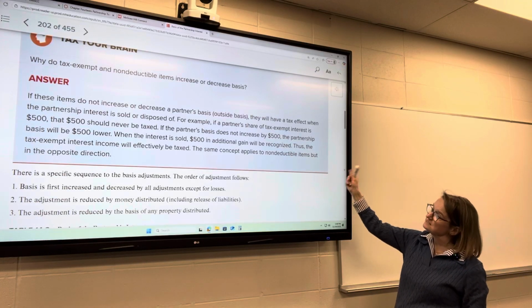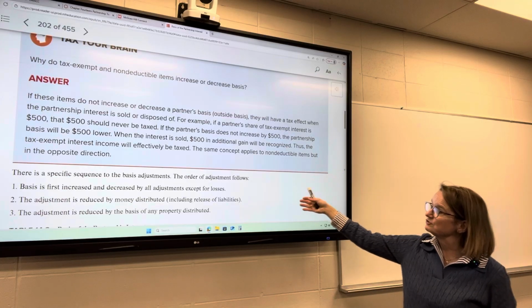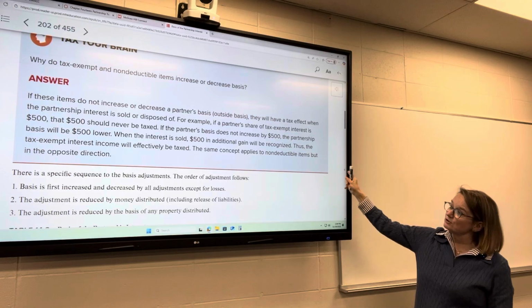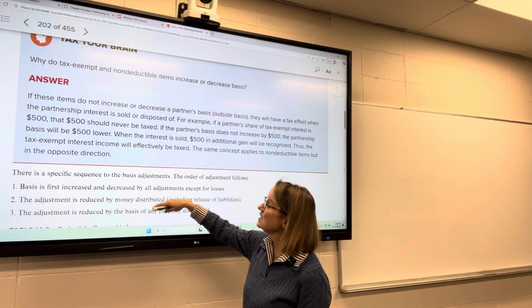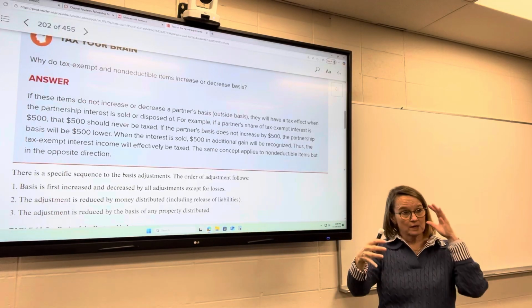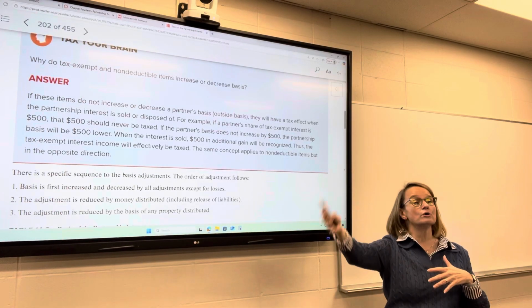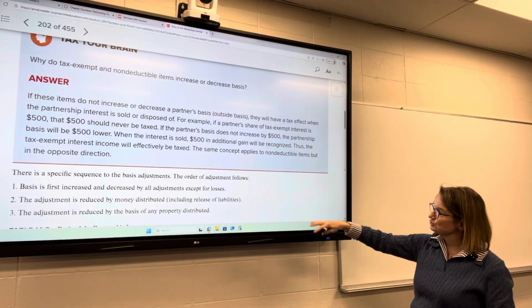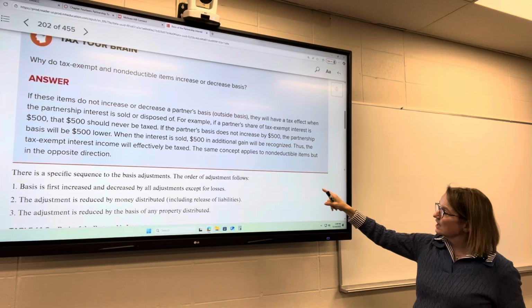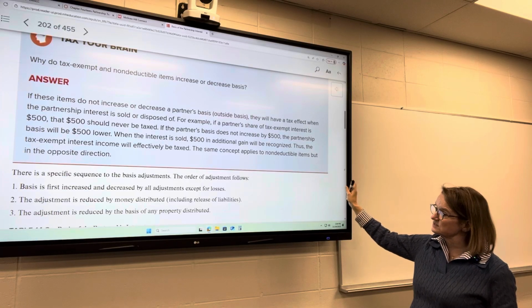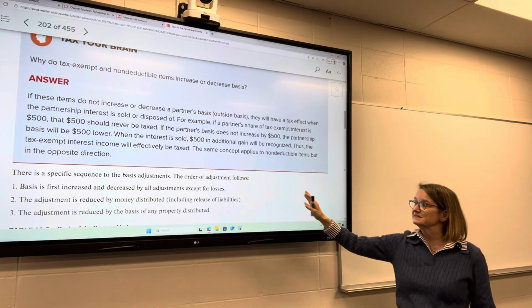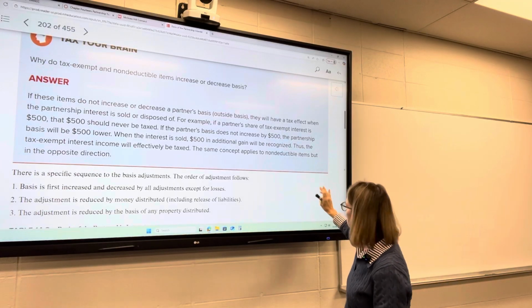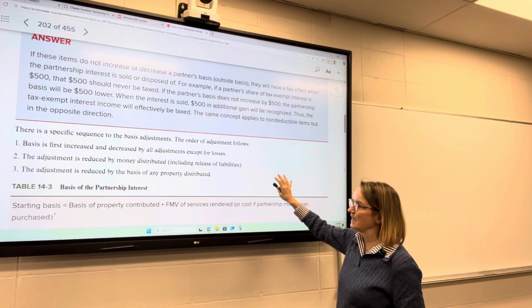If a partner's share of tax-exempt interest is $500, that $500 should never be taxed. If the partner's basis does not increase by $500, the partner's basis would be $500 lower. So they're getting the tax benefit of that, even though it's going to affect the basis ultimately when they sell the partnership interest. When the interest is sold, $500 in additional gain will be recognized. So the tax-exempt interest income will effectively be taxed at that point. Even though it was tax-exempt, once they sell the partnership interest, it'll end up being taxed.